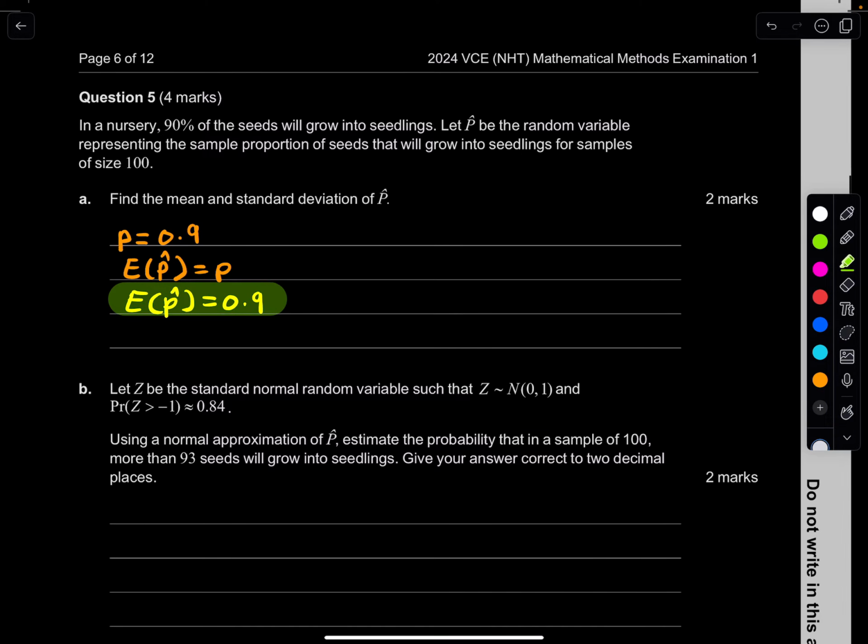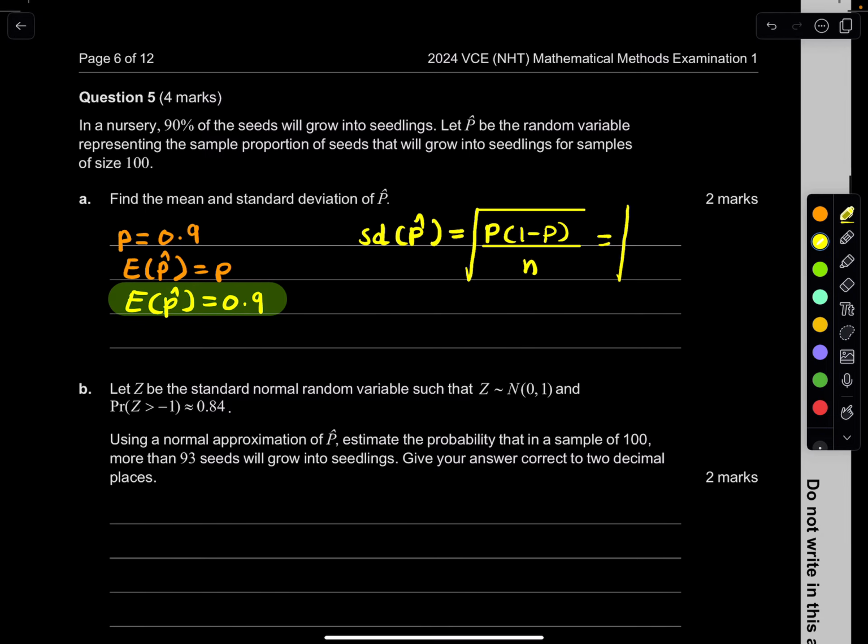Beautiful. Now we need to find the standard deviation. Easy. For finding the standard deviation for p hat, it's in your formula sheet. It's basically the square root of p, 1 minus p, all over n. Which in this case is what?